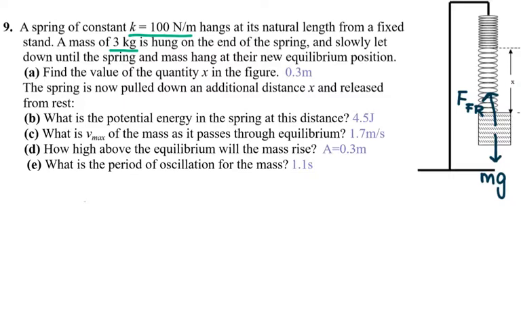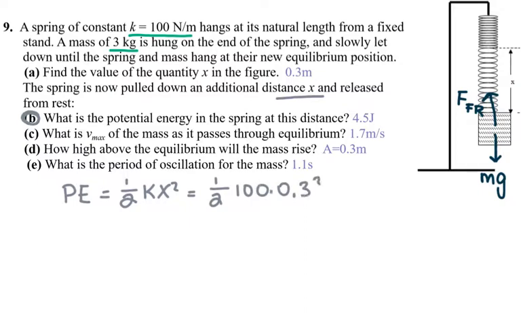For the next part, they say the spring is pulled down an additional distance x and released. What is the potential energy of the spring at this distance? So the potential energy of the spring is 1/2 kx squared, and that is 1/2 k times x squared, which is 0.3 squared. And the answer is 4.5 joules.